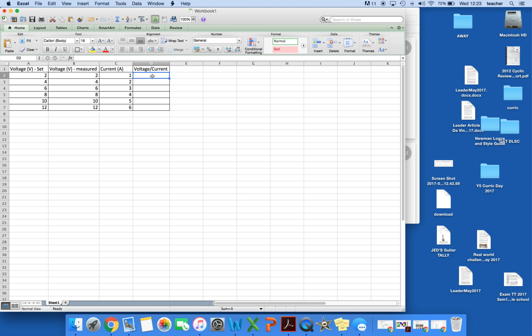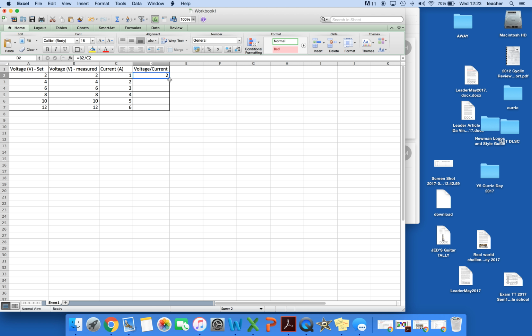What I want to do is actually do a calculation in this column here, the one that I said to leave blank, and I want you to take the voltage and divide by the current. Now I can show you the shortcut for that. All you need to do is press equals. Remember that the equal sign means to do a calculation. It's telling Excel to do a calculation. And then you will click on your measured voltage, and you will divide by the current and press enter, and it will do the calculation for you. 2 divided by 1 is 2.